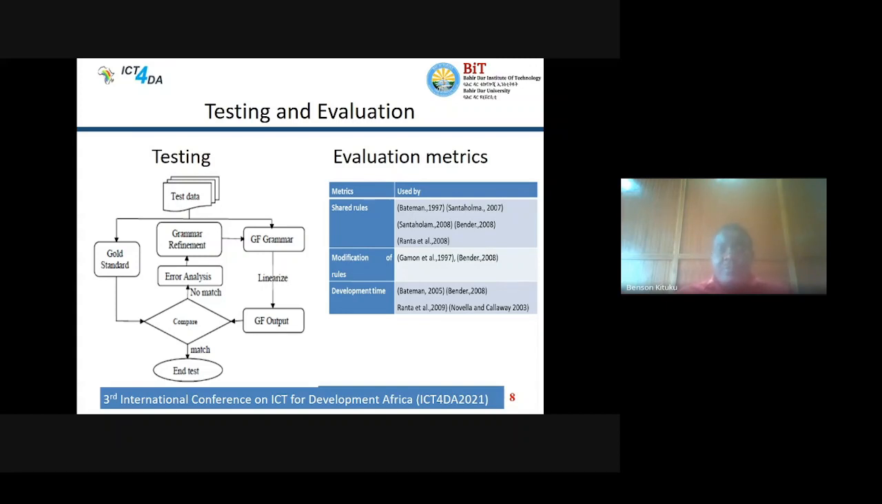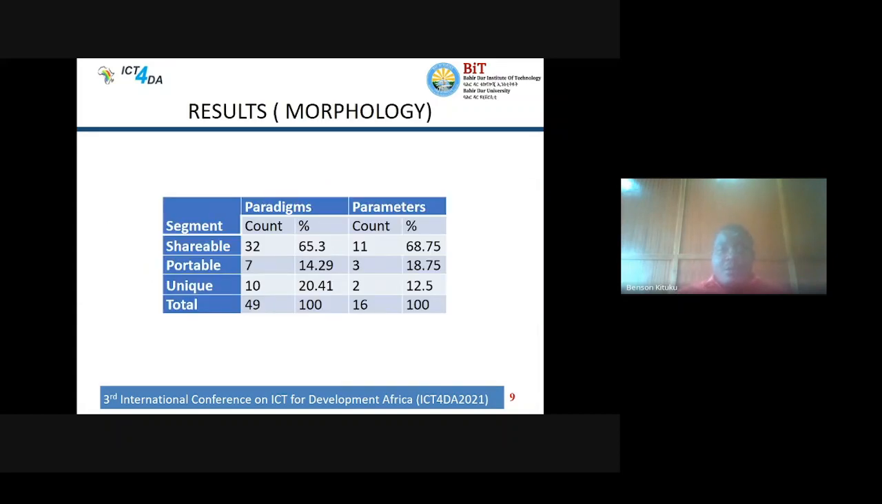In terms of our grammar, we counted the number of rules and then we converted them into percentage. It's the same case with the linear relation categories and the same thing with parameters and paradigms in this case. In terms of morphology, of course, there were 35 categories, and all of them, in terms of linearization, shared. There was no difference between Kikamba and Kigusi, so they shared.